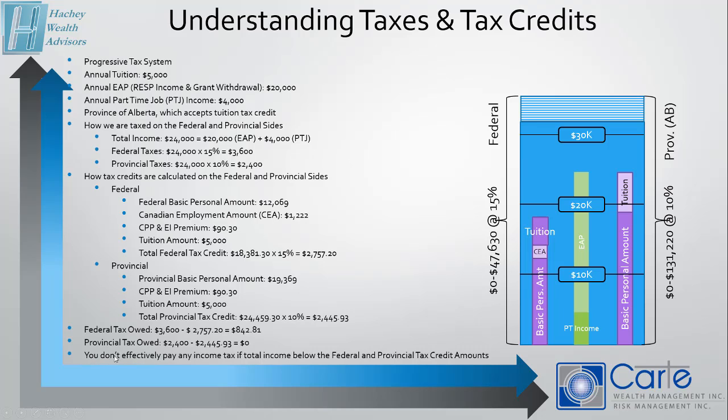So one thing to note here is that at the end of the day, you don't effectively pay any income tax if the total income falls below the federal and provincial tax credits. And this becomes an important rule of thumb that we'll talk about here.